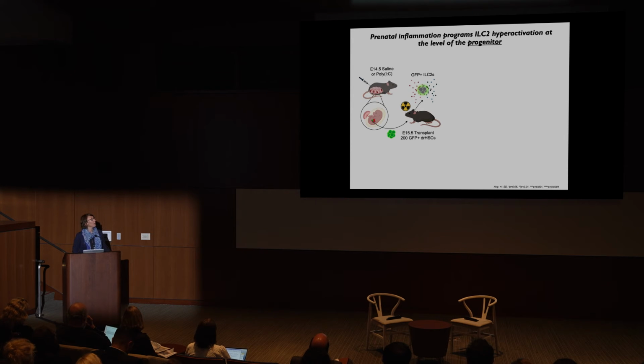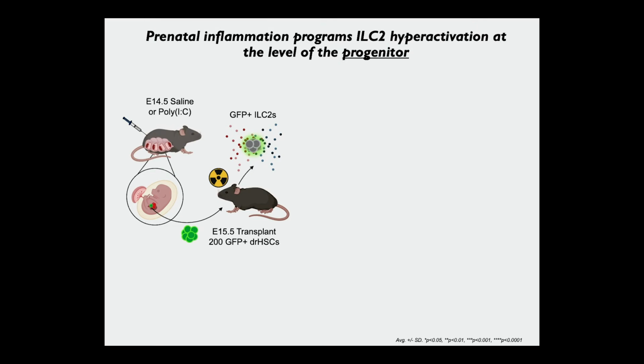So one experiment that Diego chose to do was to test whether this inflammatory phenotype was programmed at the progenitor level. So he induced prenatal inflammation in the mom. He pulled out our DRHSCs, because we assume that our DRHSC is a progenitor for many innate-like lymphocytes. So he pulled out our GFP-positive DRHSC from a Flick switch mouse at E15.5, one day after induction of prenatal inflammation. He transplanted them into irradiated adults, and he looked to see: first, do they make ILC2s, and what kinds of ILC2s do they make?